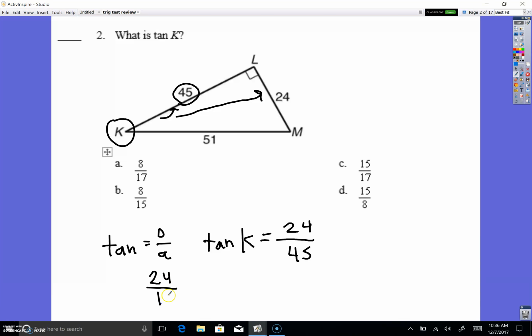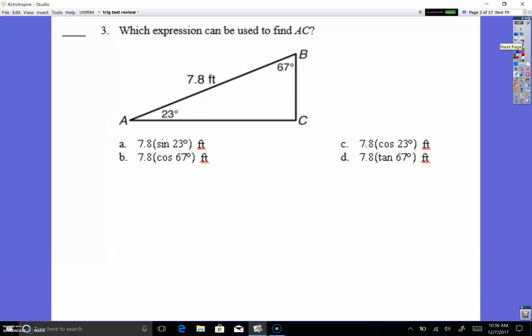If we reduce 24 over 45, if we divide both by 3, it should give us 8 over 15. Okay. Moving on to the next problem. First two problems, all we're doing is identifying, okay? This next problem, we're going to see if you know the steps to solving, okay?